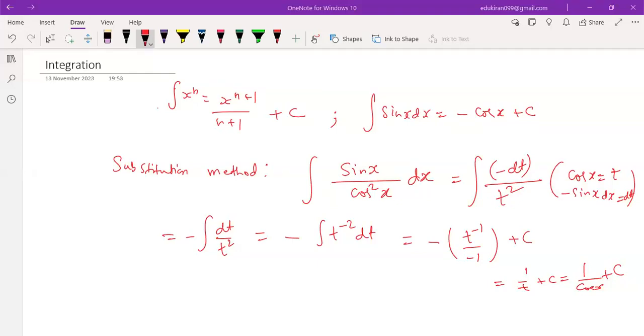So write this one and then we'll do a few questions. And also trigonometric identities you need to remember because those are very important.